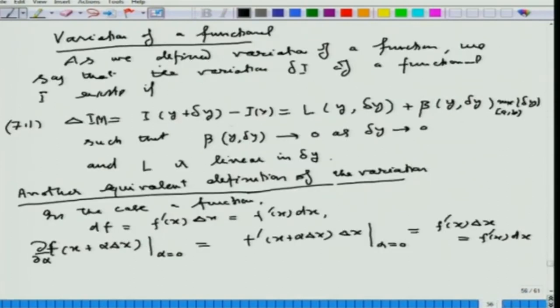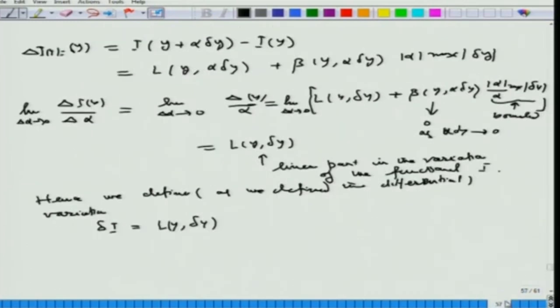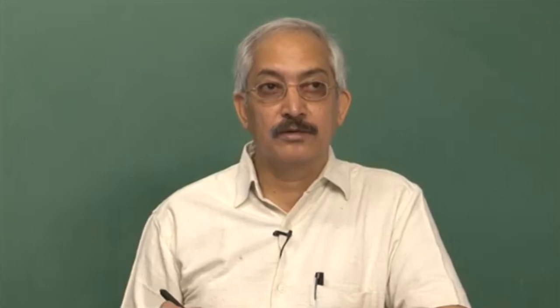The variation of the functional exists if and only if 7.1 holds, which means that the difference is equal to the linear part in the increment, that is L(y, δy), plus β(y, δy) times the maximum of the absolute value of δy. Provided this β goes to 0 as δy tends to 0, we say that the variation of I exists. And as we define the differential of a function, we define here the variation of this functional as the linear part in the increment.